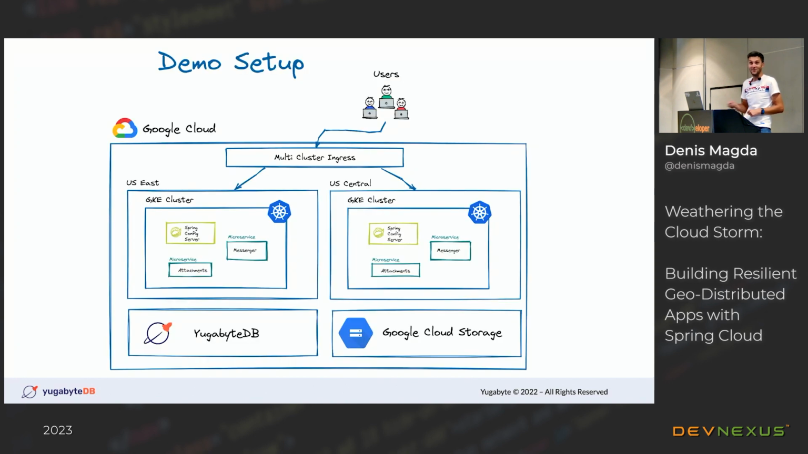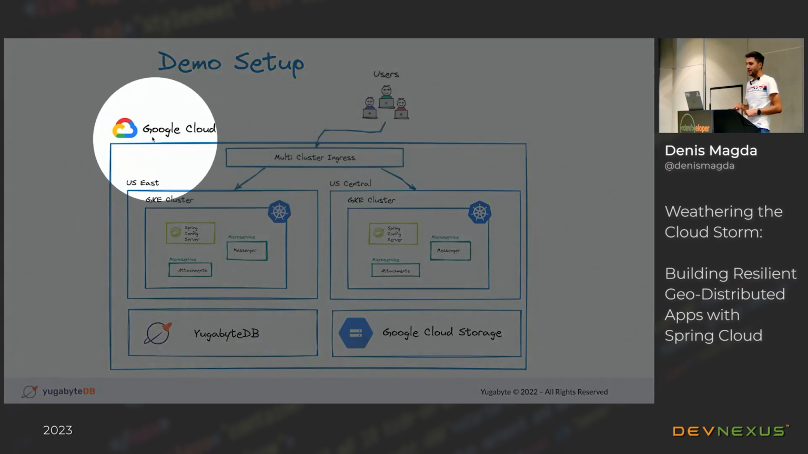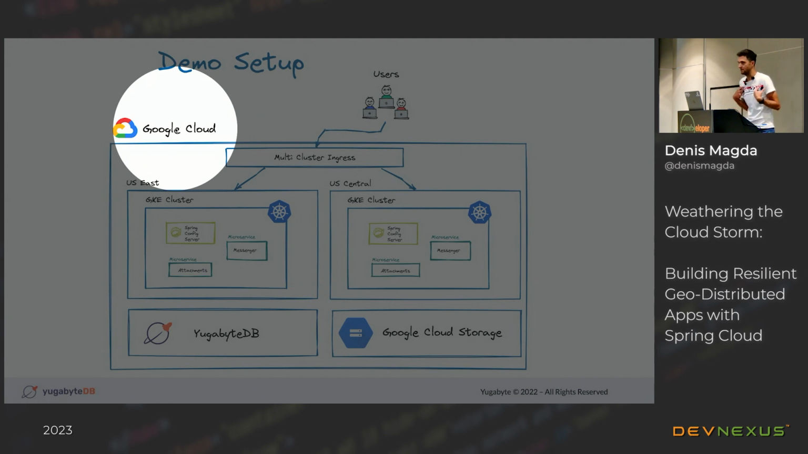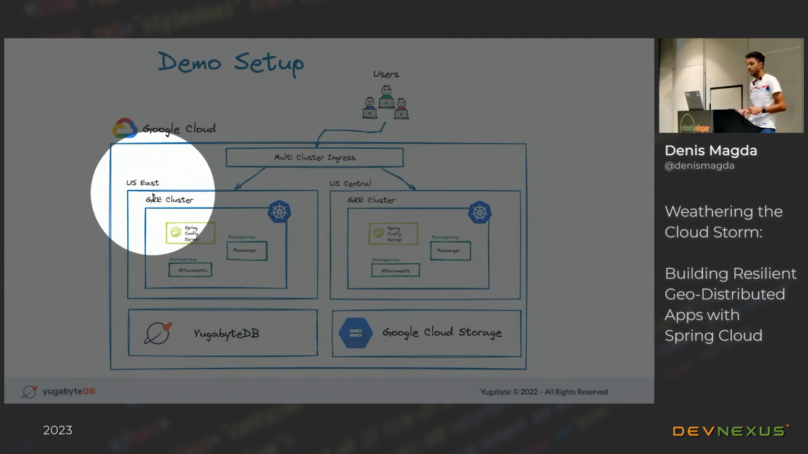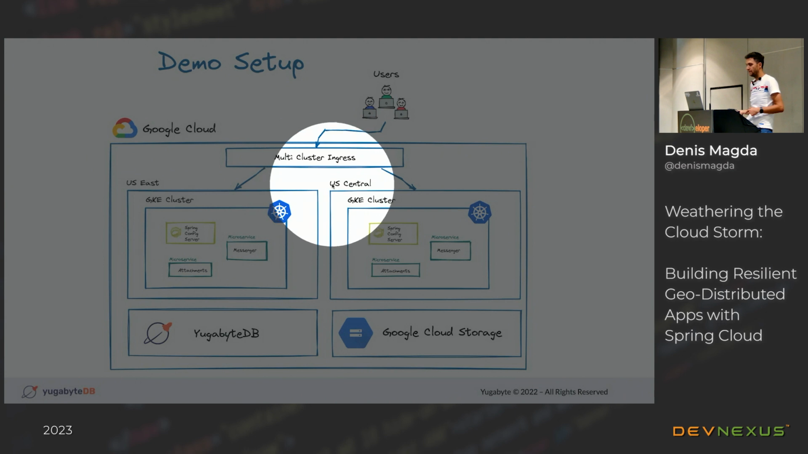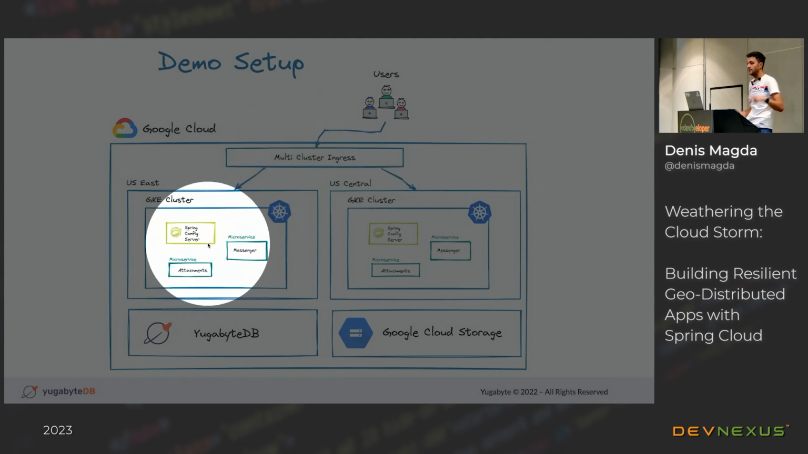So what I'm going to use for the demo setup today is the following. We will be running everything in Google Cloud. Again, I'm not convincing you to use Google Cloud. I just happen to use it all the time. Then we will deploy 2 Kubernetes clusters. One of the clusters will be in the United States East, somewhere in South Carolina or Virginia, and another one will be in the US Central. So 2 clusters.